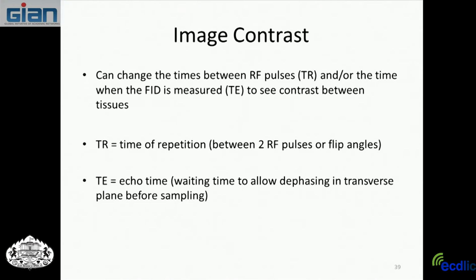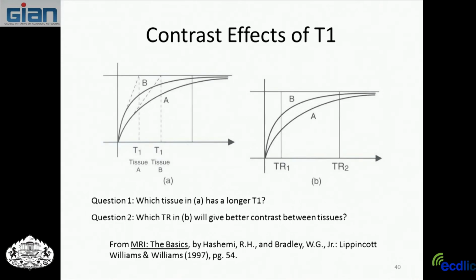And then the time when the FID, the free induction decay signal, is measured is called the TE. So that's the echo time. That's when we send the pulse, and when we listen back to the pulse, that's our echo time. That's the amount of time that we wait to allow both dephasing and longitudinal relaxation before we sample the tissue. And you're going to see how these different TR and TEs work to make the contrast.